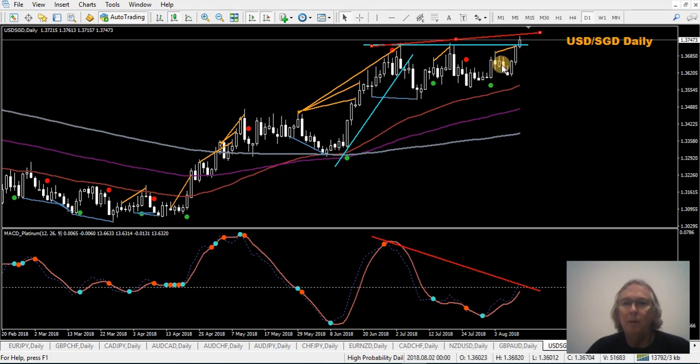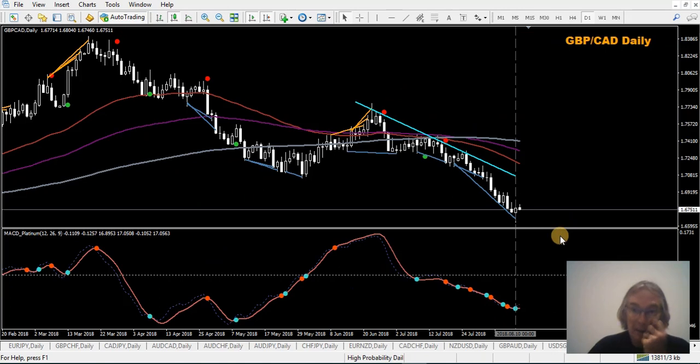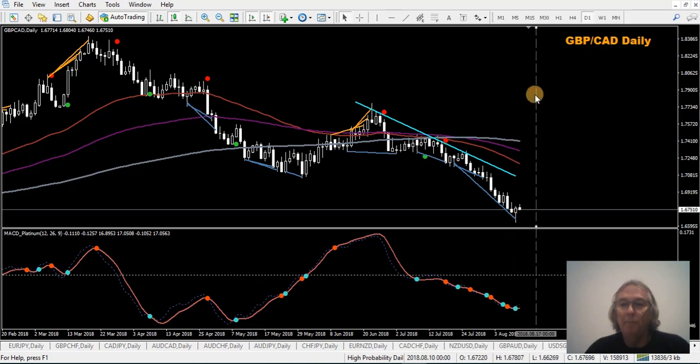All right, pound CAD, in nothing at the moment. Look at all these dots on MACD Platinum. Nothing. There's nothing there. Even with a buy signal.